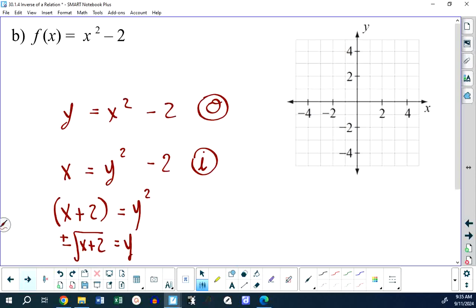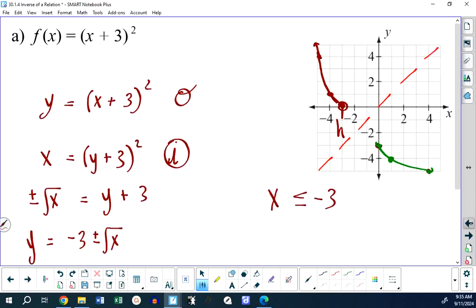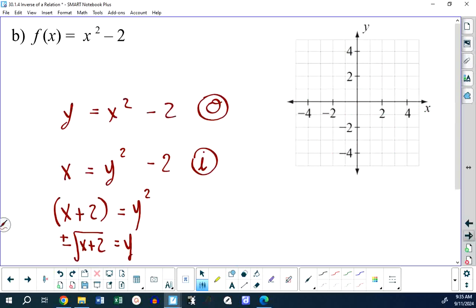And by the way, I want to back up to the previous question. When we said this was the equation, -3 plus root x will be the top. -3 minus root x is the bottom. Okay. When we look here, positive root x plus 2 will be the top, negative root x plus 2 will be the bottom.